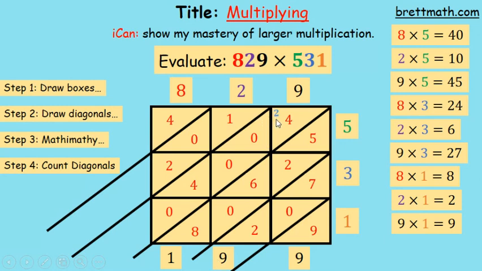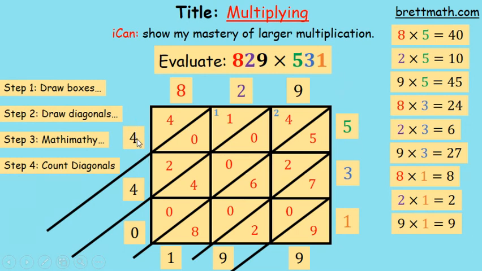Now I've got 2 plus 4, which is 6, plus another 4. Oh, that's 10. So split it up again. I've got 0 units and 1 ten. 1 plus 1 plus 0 plus 2, that's 4. And then I've got a 4 here.